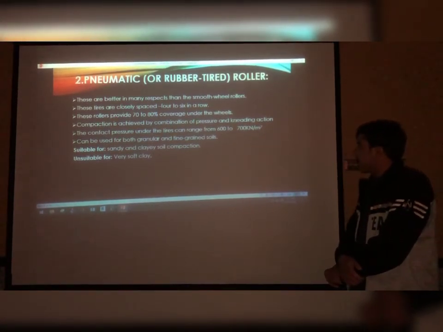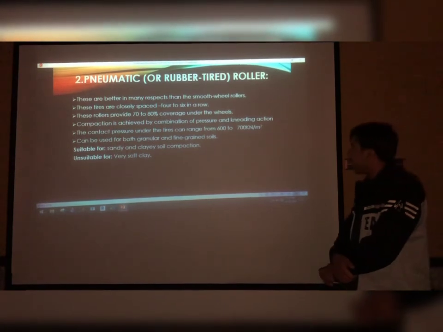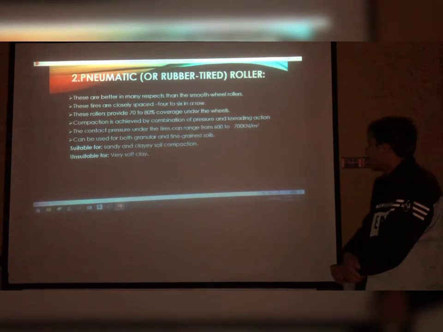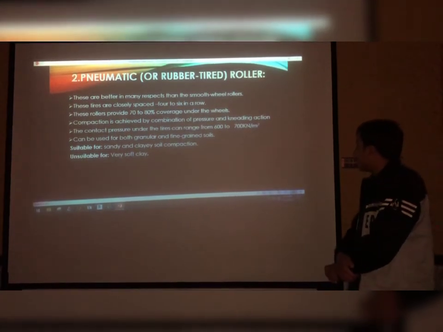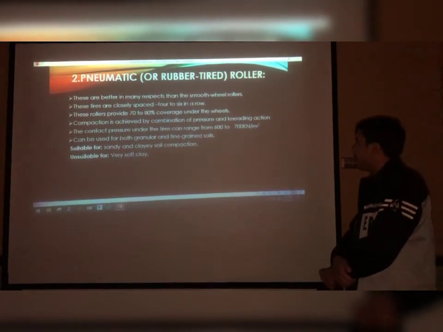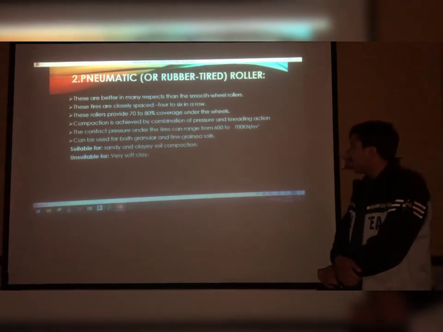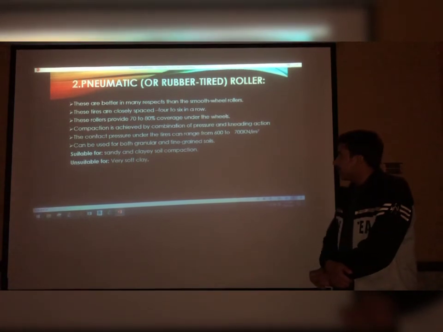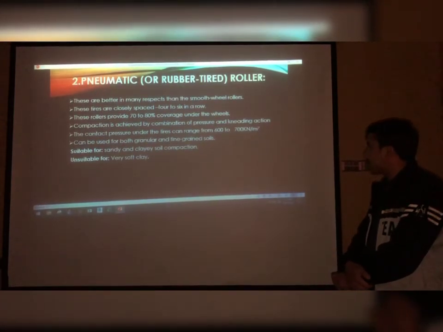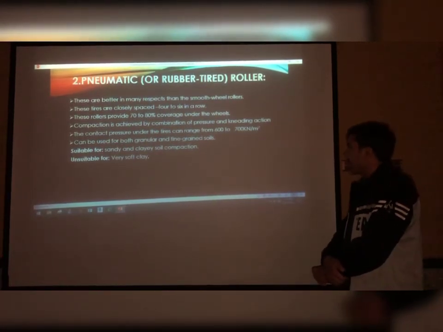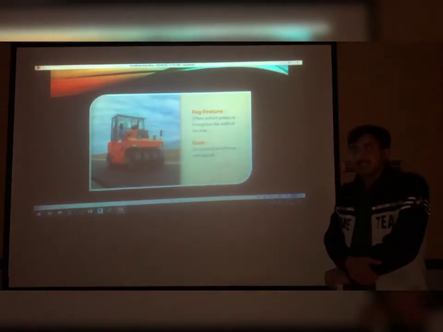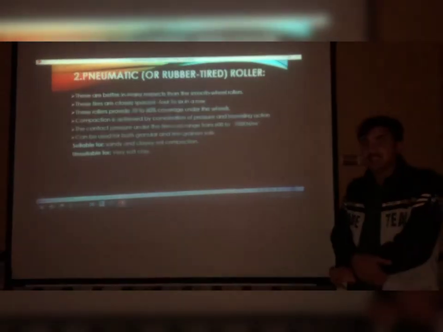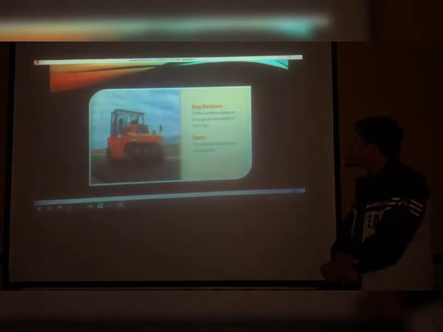Compaction is achieved by a combination of pressure and kneading action. The contact pressure under the tire can range from 600 to 700 kN per square meter. It can be used for both granular and fine grained soils. It is suitable for sandy and clay soil compaction, but it is unsuitable for very soft soil. Unsuitable does not mean that it cannot be used, but it cannot give the desired result which we require.